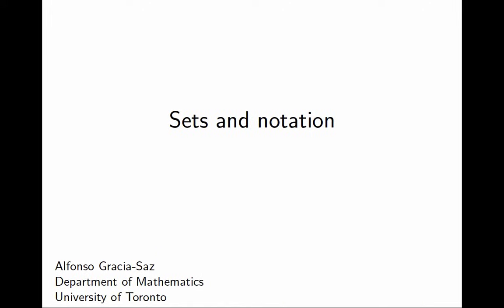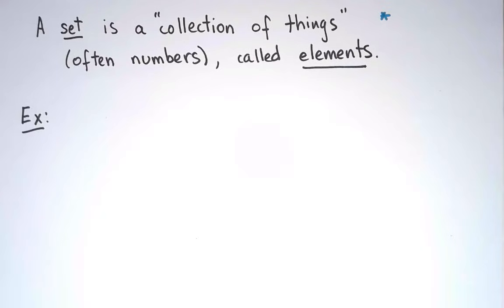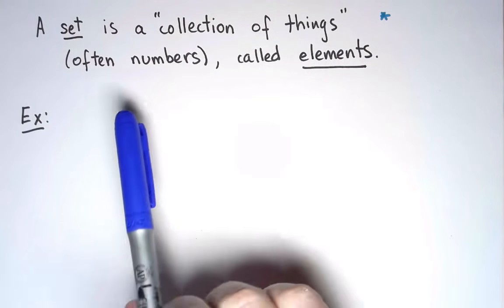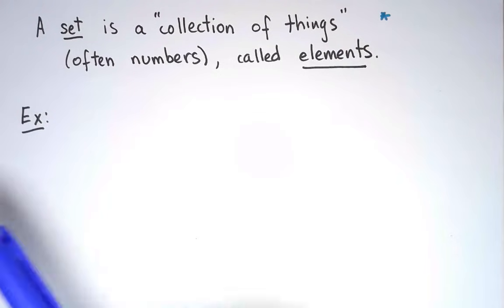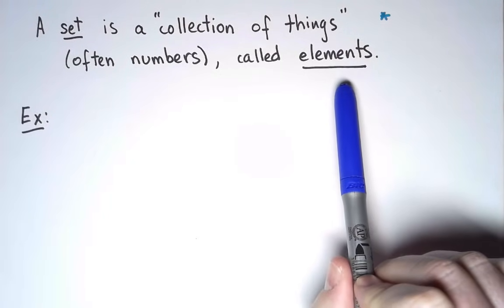In this video, I will explain the main pieces of notation that we commonly use to talk about sets. What is a set? We're going to think of a set simply as a collection of things. For us, most of the time it will be sets of numbers, but it could be anything. And we call those things the elements of the set.